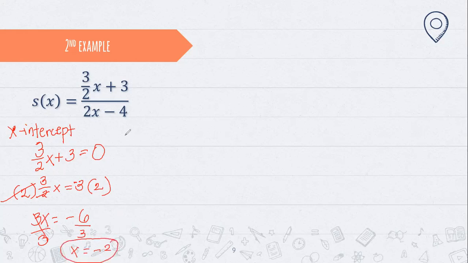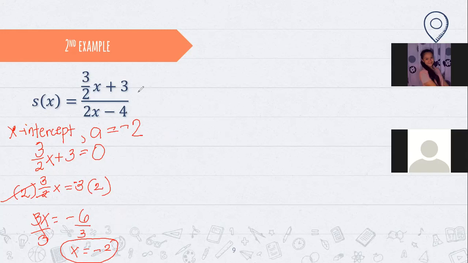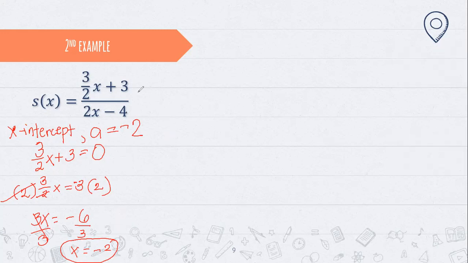So, ibig sabihin, our x-intercept is A. Our x-intercept is negative 2. Pag sinabi nating x-intercept, A na yun agad. So, A is equal to negative 2. Ngayon, class, pag tinanong kayo kung ano ang x-intercept, ano nga ba yung x-intercept? So, what naman kung ang x-intercept natin ay negative 2?